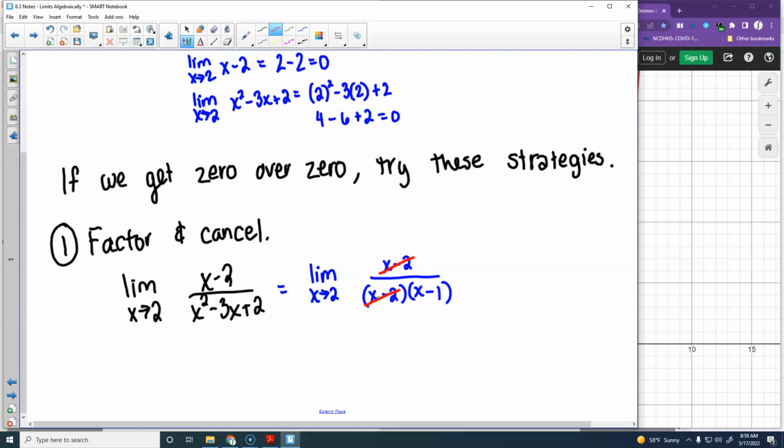I'll keep recording. All right, so once something cancels, now we have the limit as x approaches 2 of 1 over x minus 1. And once something cancels, you're probably going to be able to just plug in the number. So if I plug in 2, I'm not going to use limit notation anymore. I'll have 1 over 2 minus 1, which is just 1 over 1. So I get 1 for my answer.